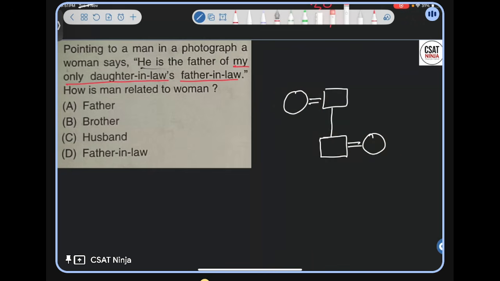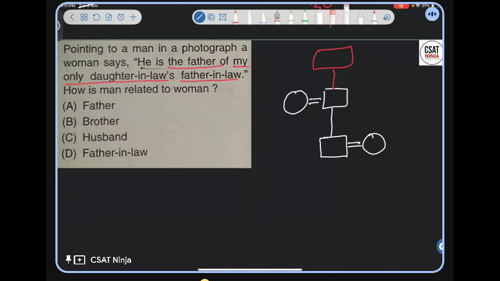So the question says like this: my only daughter-in-law's father-in-law. That means daughter-in-law's father-in-law will be husband's father, right? And again, we are yet to finish: father-in-law's father. That means I can throw here father. Now it will make sense. Let me start from the beginning.